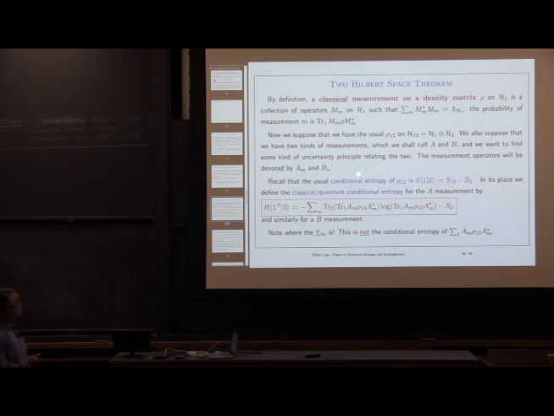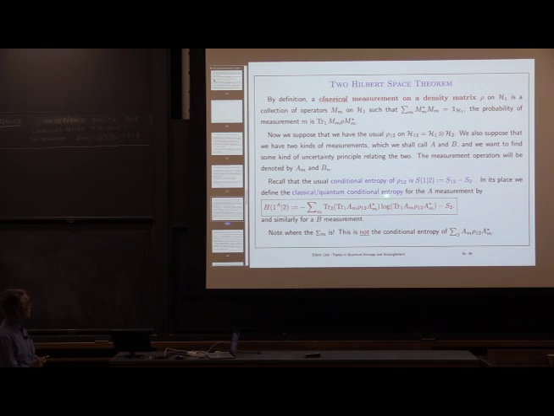So now recall the conditional entropy of this given ρ12 on the space. It's S12 minus S2. And classically, this is positive, I remind you, but quantum mechanically, it can be negative, this conditional entropy. So instead of that, I want to define the classical quantum conditional entropy. Now this is where entanglement comes in.